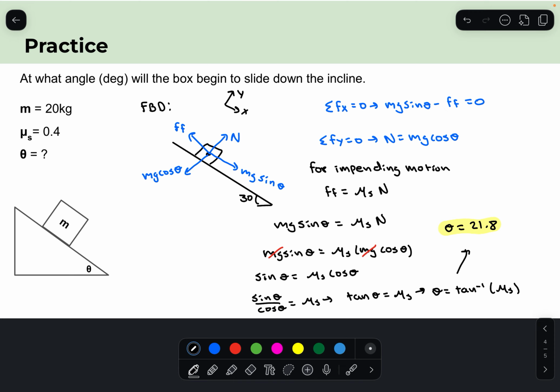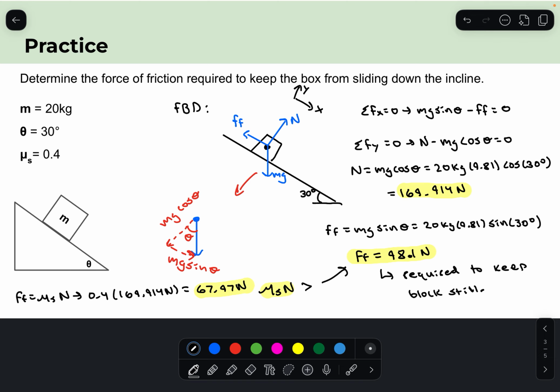So in conclusion, with these friction problems, it is very important to understand what case you are working with and what you are looking for. For this case, I knew it was an impending motion case because they asked about when, or at what value of degree angle, the block will begin to slide. So you've got to look at the wording of the question.